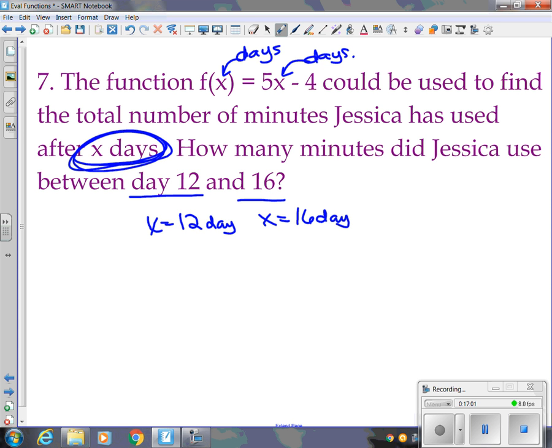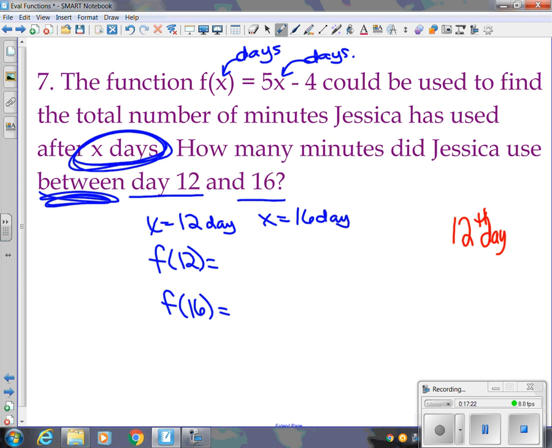Day 12 and day 16. So I'm going to have to do f of 12 and f of 16. And then it says how many minutes did Jessica use between. This is like the last problem. So it's like on the 12th day, how many minutes? On the 16th day, how many minutes? And then it's saying how much between.